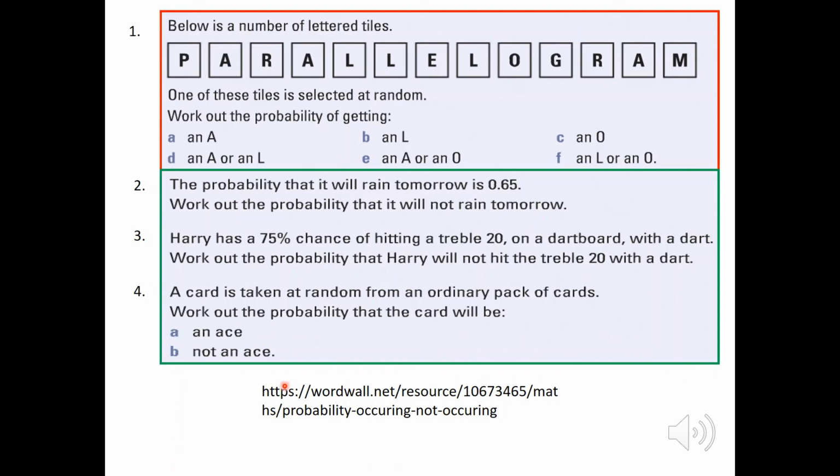Also, if you have a look below, you'll see a link here that says wordwall.net. There is a little quiz that I would like you to have a go at. The link should be attached onto Class Charts. What I'd like you to do is go onto Class Charts, click on the link and have a go at the quiz. I'd like you to take a screenshot or a picture of your results and upload that onto Class Charts too. Good luck.